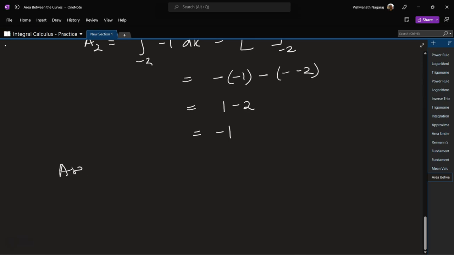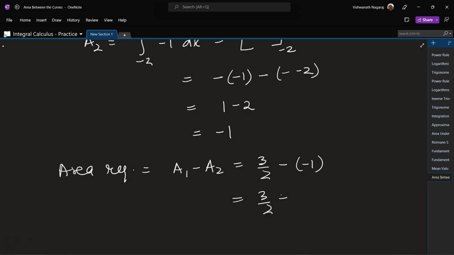So the required area is equal to a1 minus a2, which is equal to 3 by 2 minus minus 1, which gives us 3 by 2 plus 1, which is 5 by 2 square units.